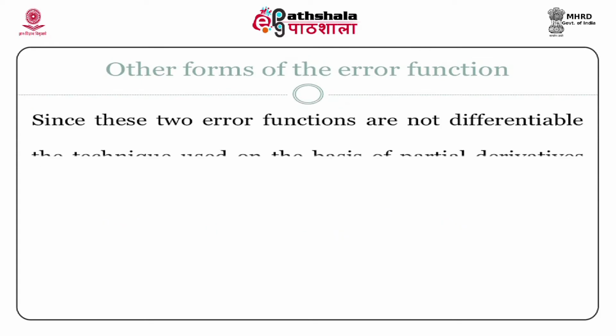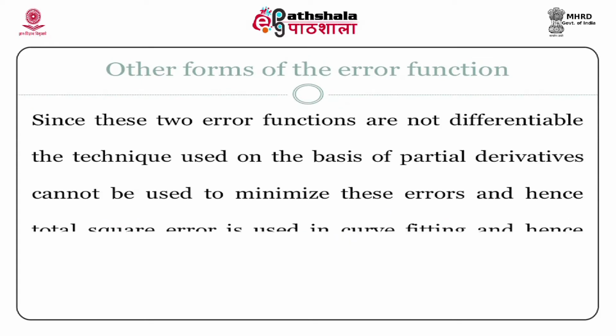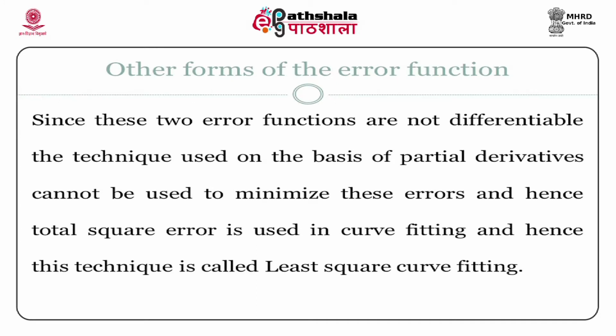Now, since these two error functions are not differentiable, the technique based on partial derivatives cannot be used to minimize these errors, and hence total square error is used in the curve fitting, and hence the technique is called least square curve fitting. See, the closed form solutions that we have got for the parameter values is because we are using those partial derivatives and their equations depend on equating these partial derivatives equal to 0, which may not be possible if we use the other two forms of the errors here.